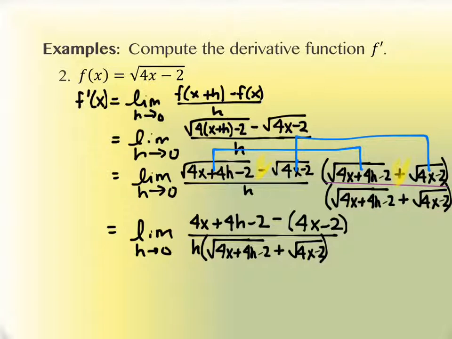Fantastic. Now look at that numerator and tell me something beautiful that you see happen. Much of it cancels. So, does the 4x cancel? Yes, ma'am. Does the 4h cancel? No. Does the negative 2 cancel? Yes. So what's left in the numerator? 4h.